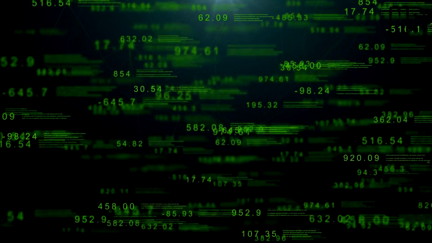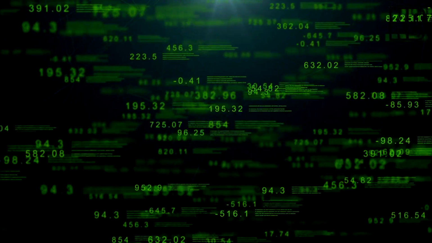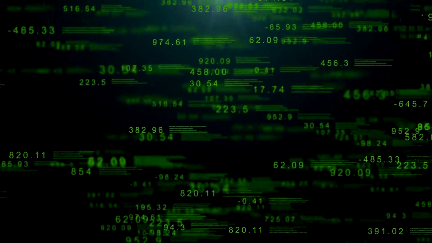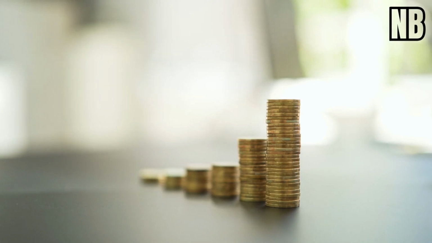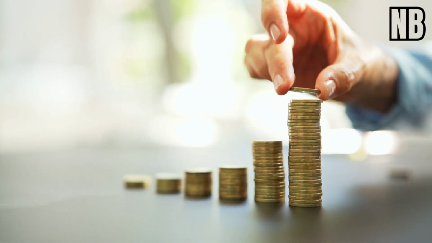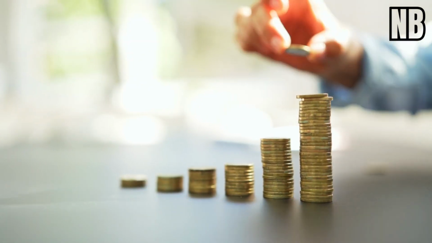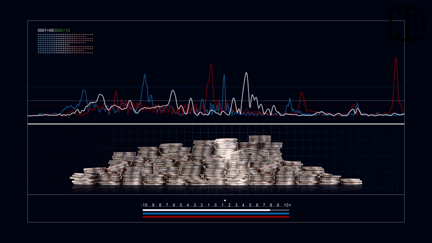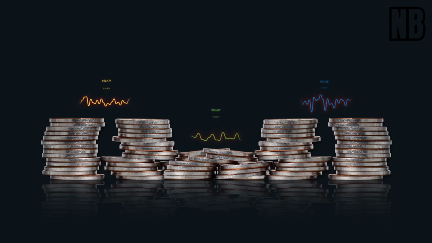Considerations: this strategy involves higher risk due to the potential volatility of growth stocks. Investors should be prepared for fluctuations in stock prices and should have a long-term investment horizon. 2. Value investing. Value investing involves selecting stocks that appear to be undervalued relative to their intrinsic value.